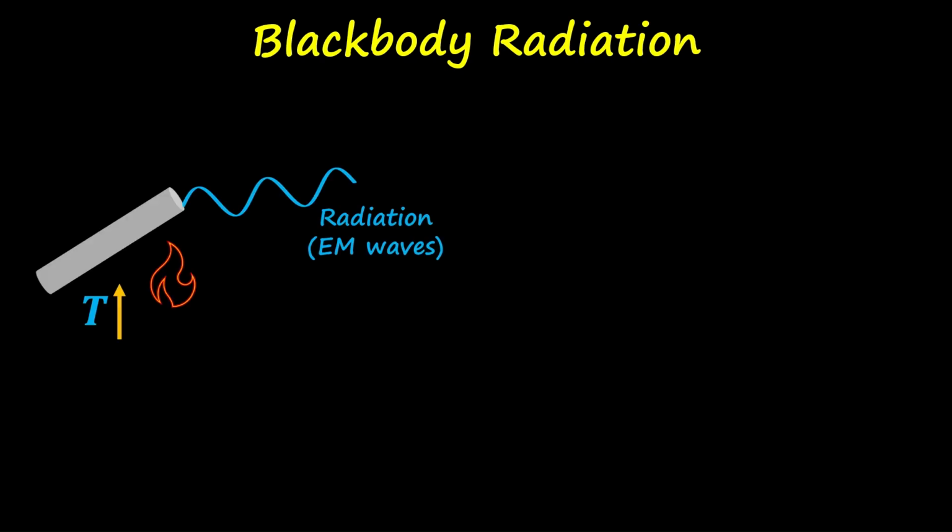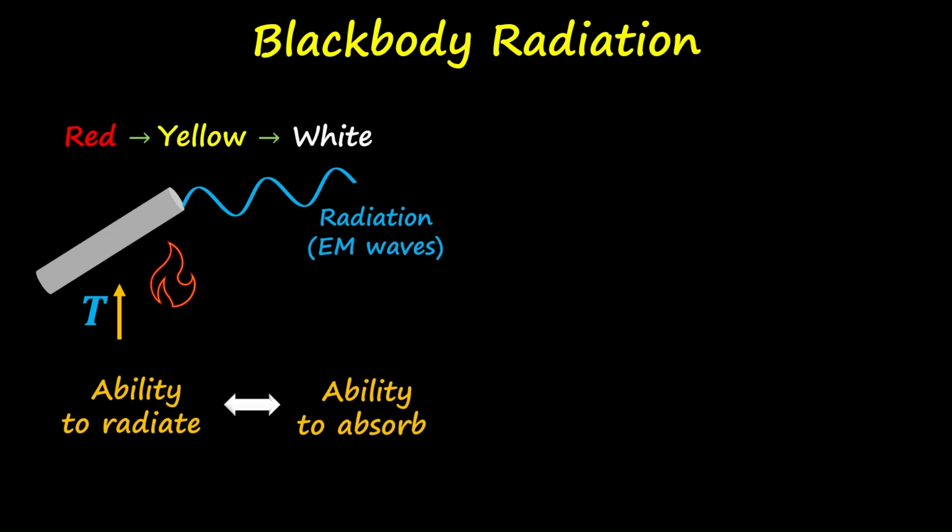Before we go deeper, let us first understand what a black body is. Take a metal and heat it. First, it glows red, then yellow, and finally white as the temperature rises. Even at room temperature, it is emitting radiation, but it is in the infrared region, which is invisible to our eyes. Now, when we maintain a body at constant temperature T, it is in thermal equilibrium. So the rate of emission is equal to the rate of absorption. Or in other words, we can say the ability to radiate is proportional to the ability to absorb.